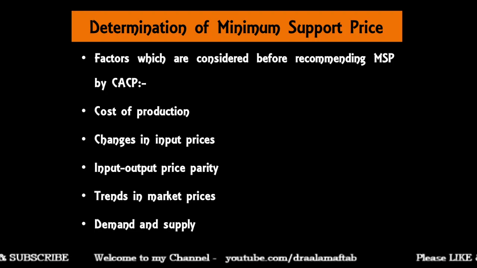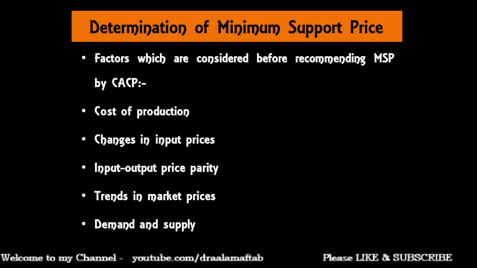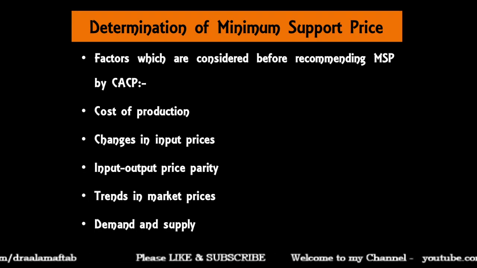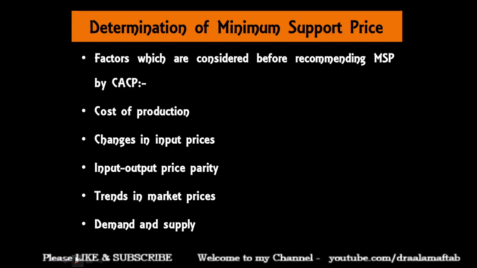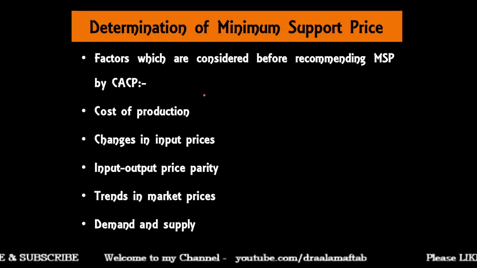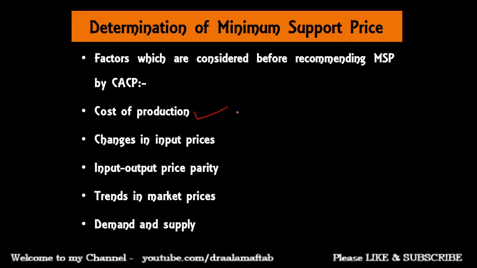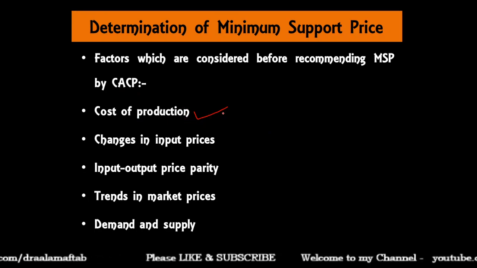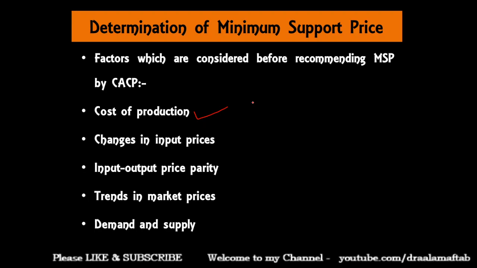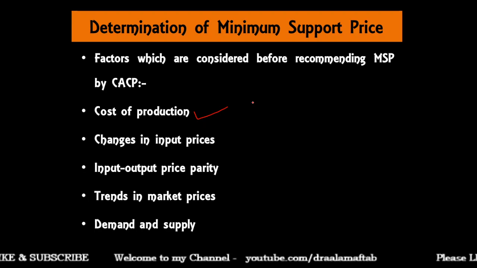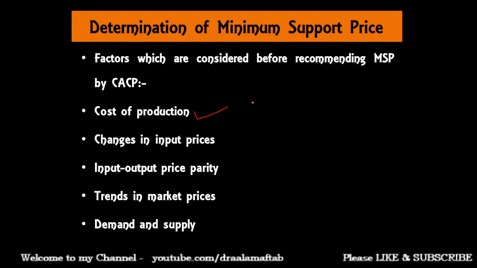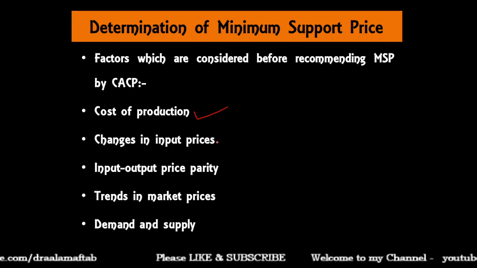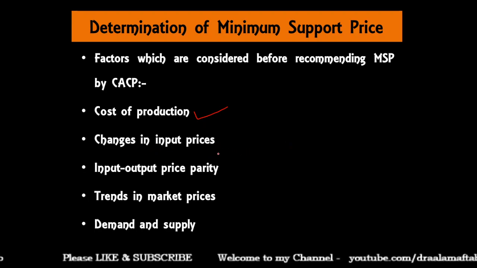Now the question is how this minimum support price is decided by CACP, the Commission for Agriculture Costs and Prices. There are several factors on which this minimum support price depends. Number one is cost of production. In fact, CACP finds out the cost of production of each and every crop, with a region-wise, district-wise, state-wise breakup. It tries to find out what is the cost of production of each different crop in the economy. This is the first thing. The second thing considered is changes in the input prices.